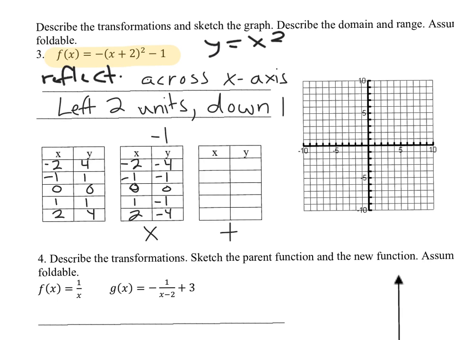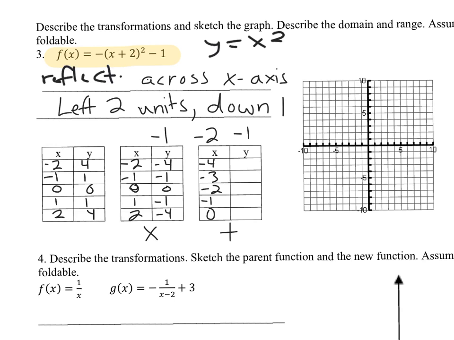Now let's go ahead and apply the other transformations. If I have a plus 2, that means I'm going to have a minus 2. And then, of course, the y, it's actually telling the truth, so we're going to go down 1 unit. Looking at my x's, negative 2 minus 2 is going to be negative 4. Negative 1 minus 2 is negative 3. 0 minus 2 is going to be negative 2. 1 minus 2 is going to be negative 1. And then 2 minus 2 is going to be a 0.